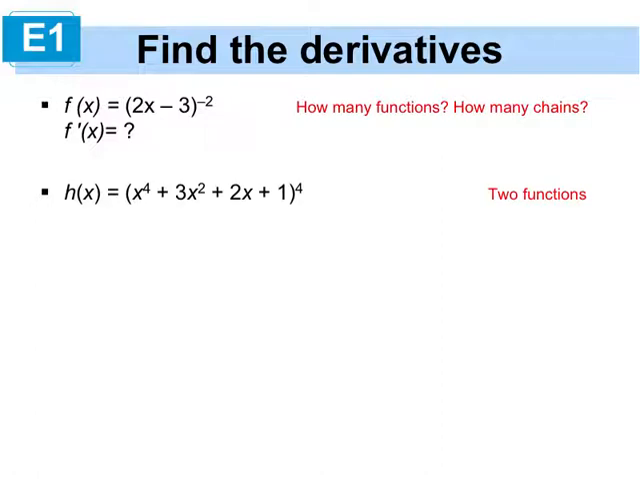Okay. Two functions there. Do you see them? Good. One of them is the x to the fourth plus 3x squared plus 2x plus 1. And the other one is to the fourth power. Which one's on the outside? Fourth power.